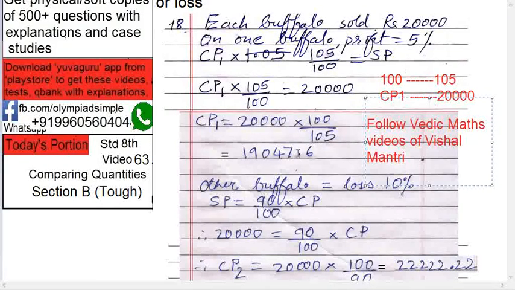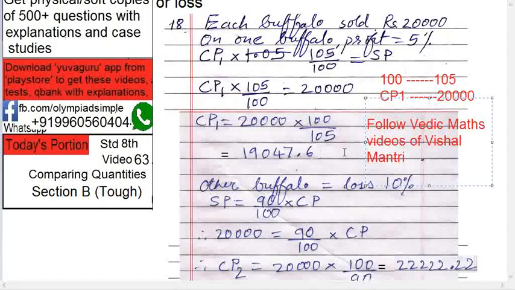Now this division is easy if you follow Vedic mathematics tricks. So follow my videos for that, and the answer you get is 19047.6. Okay, so this is the cost price. You can try this yourself, but I would suggest follow this Vedic maths and then only do it, because by Vedic maths you do it very fast as compared to your normal maths.